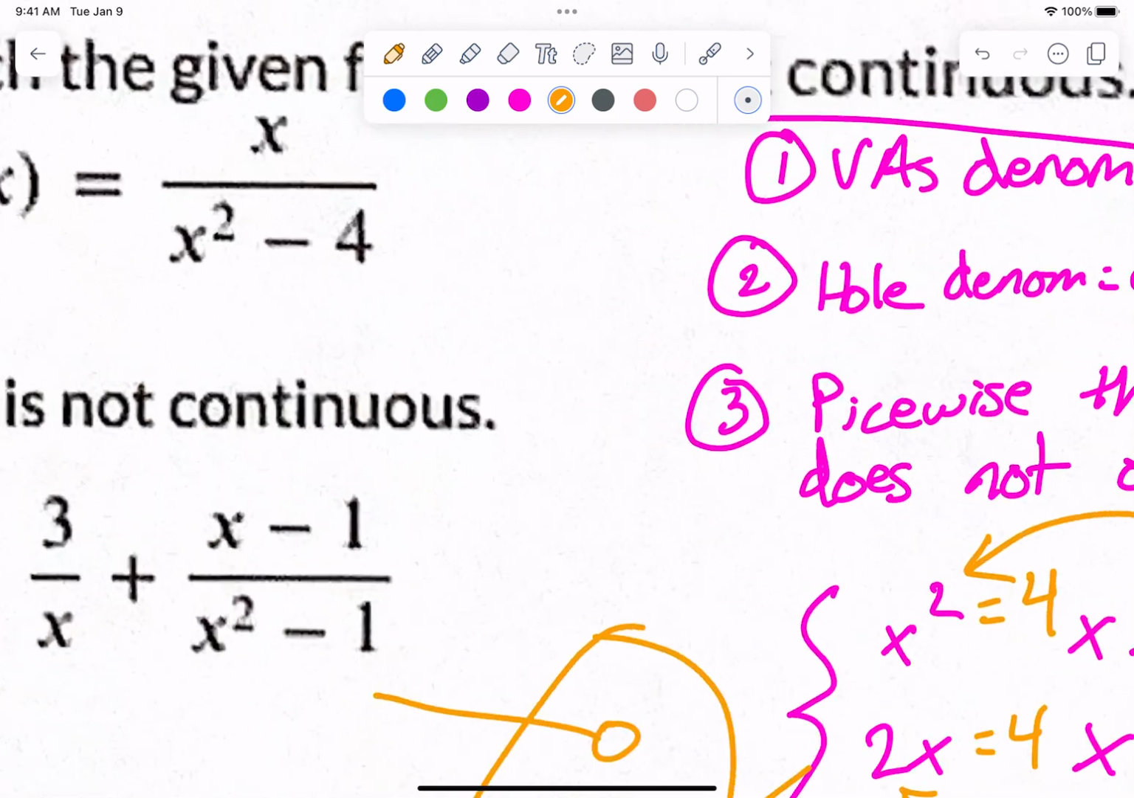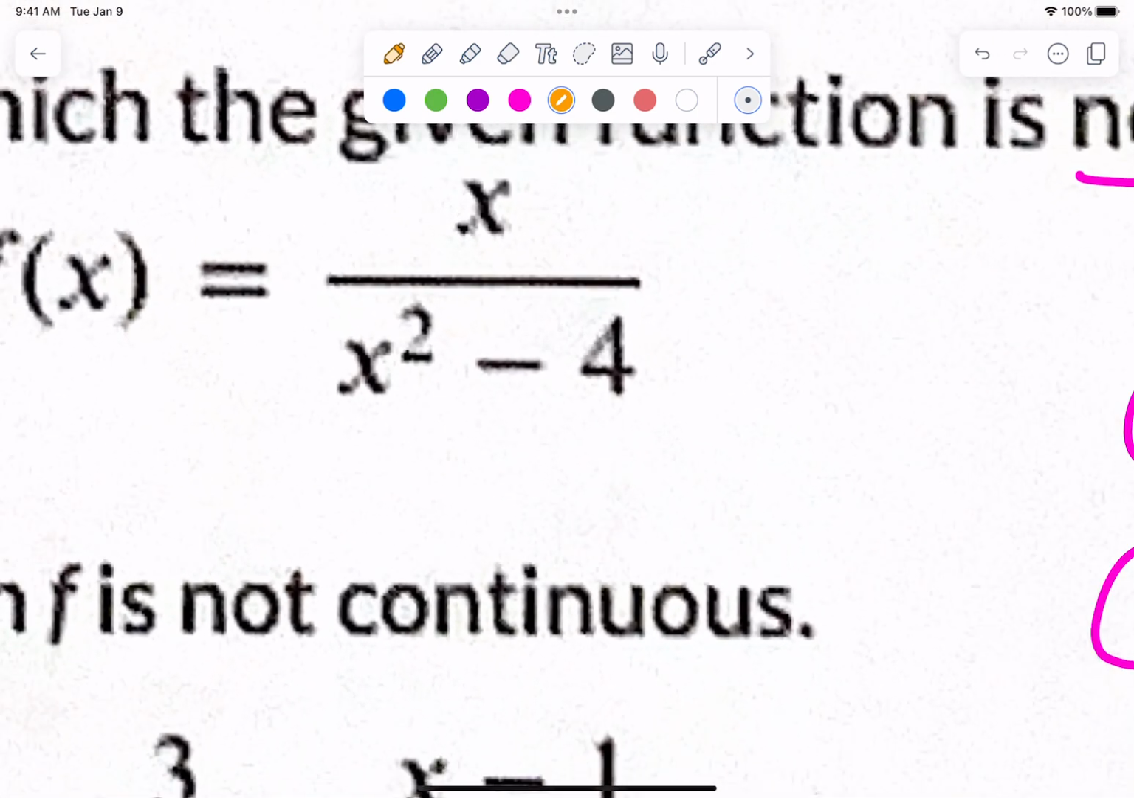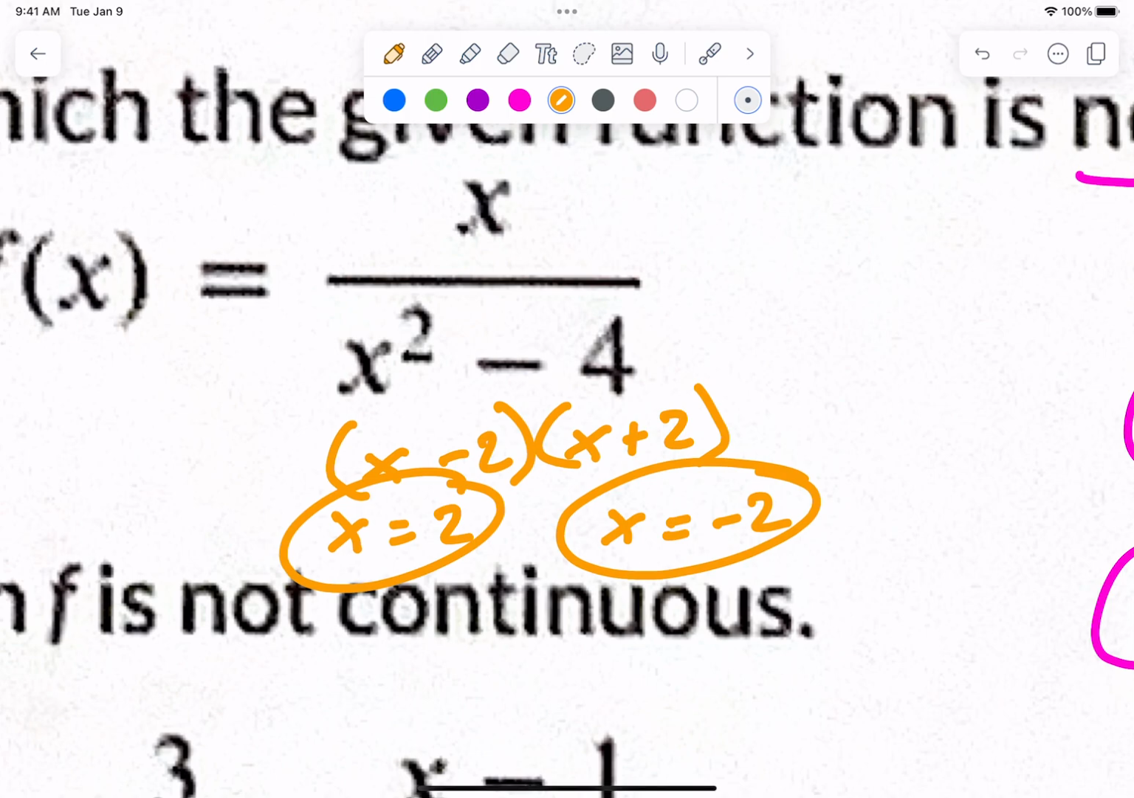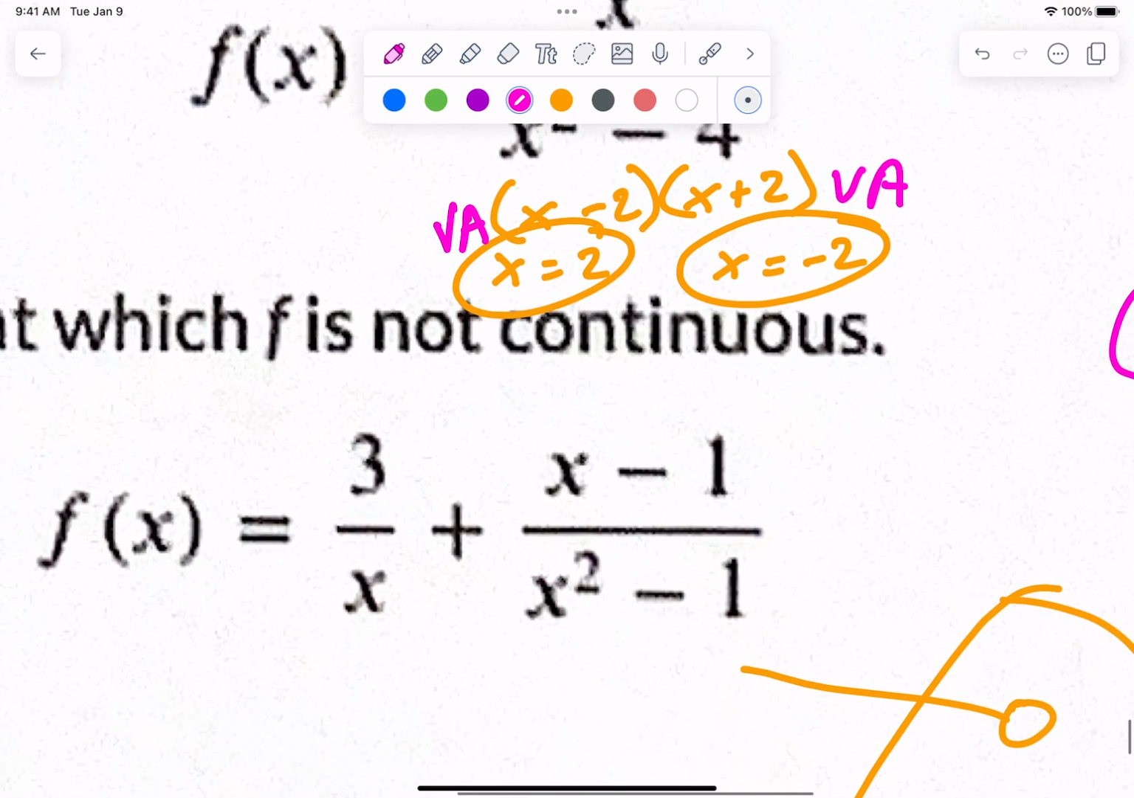All right, so let's talk about this one. Where is it not going to be continuous? Negative 2, positive 2. Okay, so x minus 2, x plus 2. So x equals 2 and x equals negative 2. What is happening at 2 and negative 2? They are both VAs. Do we have to say that? You don't have to say that. I'm just keeping that in my mind. So identify where the function is not continuous: at 2 and negative 2. Got it. All right, next one.